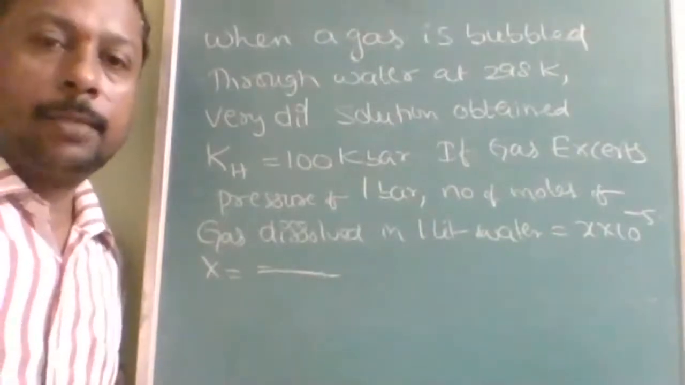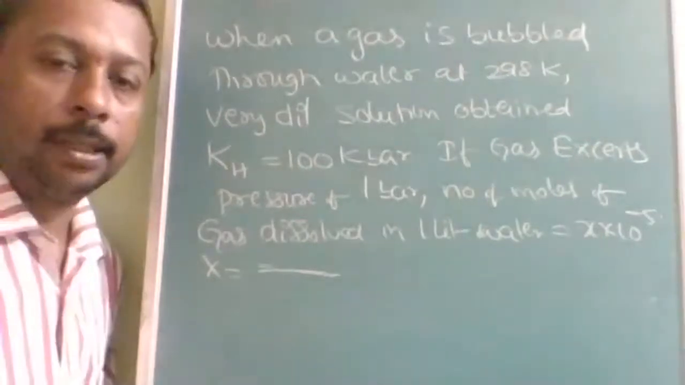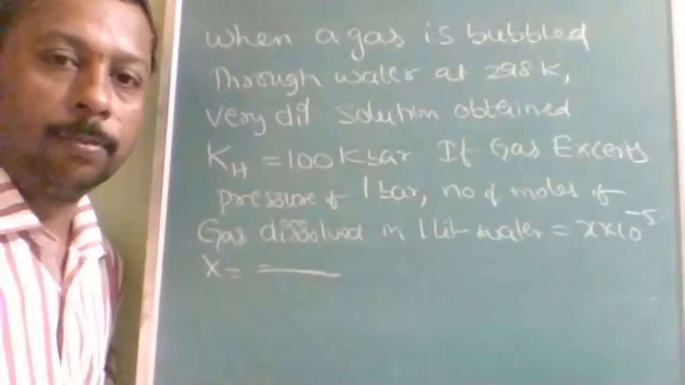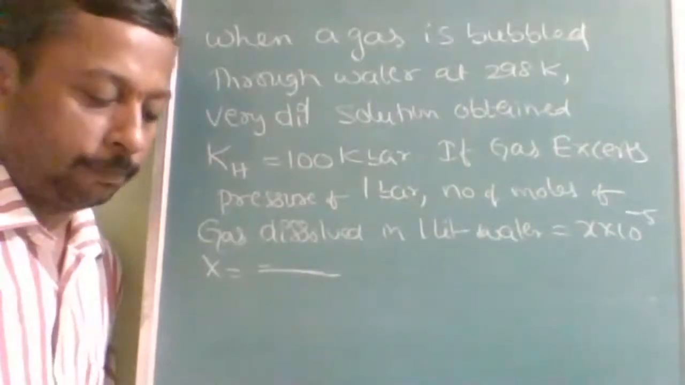Okay. This is from the liquid solution chapter. When a gas is bubbled through water at 298 Kelvin, a very dilute solution is obtained. That is, it follows Henry's law. Henry's law condition is given. Kh in this case is 100 kilobar. If it exerts a pressure of 1 bar, then the number of moles of gas dissolved in 1 liter of water is x into 10 to the power of minus 5. Then x you have to find out.